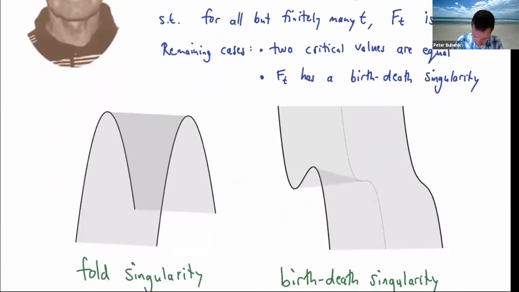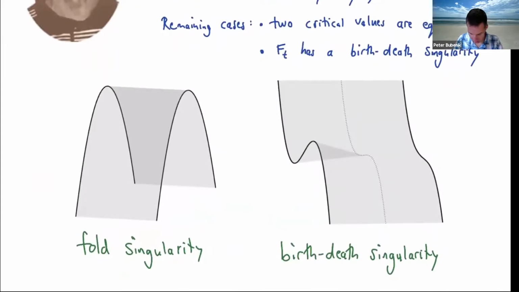So the birth-death singularity is on the right here. And the more generic situation is on the left, which is that as we move along, so t here is our parameter going from left to right. So for any fixed t, we have a Morse function here, we have a parabola, we have a critical point, and as we move along, the critical points are on the pink part here. Putting them all together, we have what's called a fold singularity.